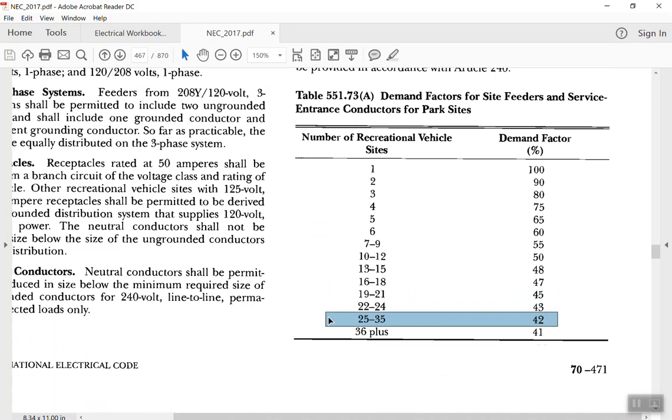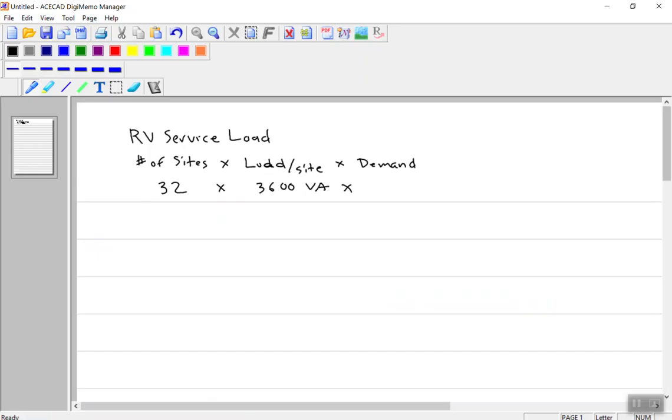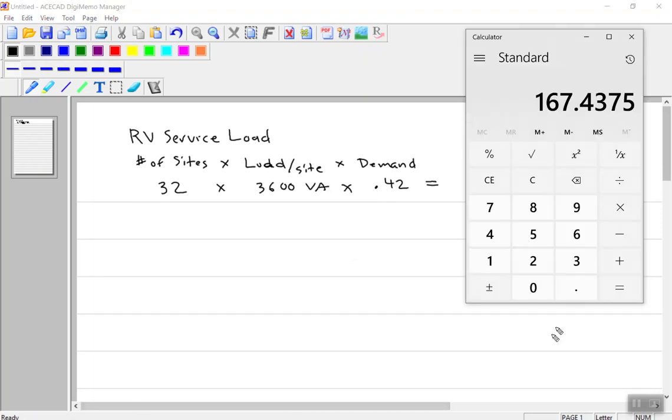Going back to our notes here, it would be times 0.42. Then we just get our calculator out and knock it out. It would be 32 times 3600 times 0.42, and I get 48,384. So let's put that one in our notes.